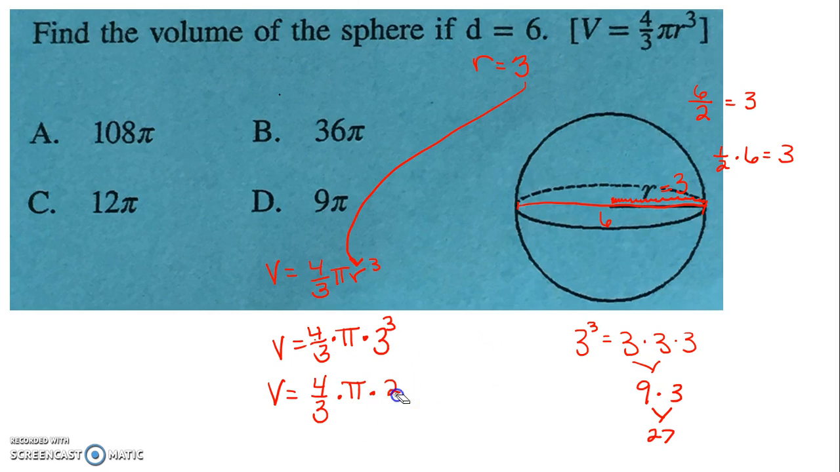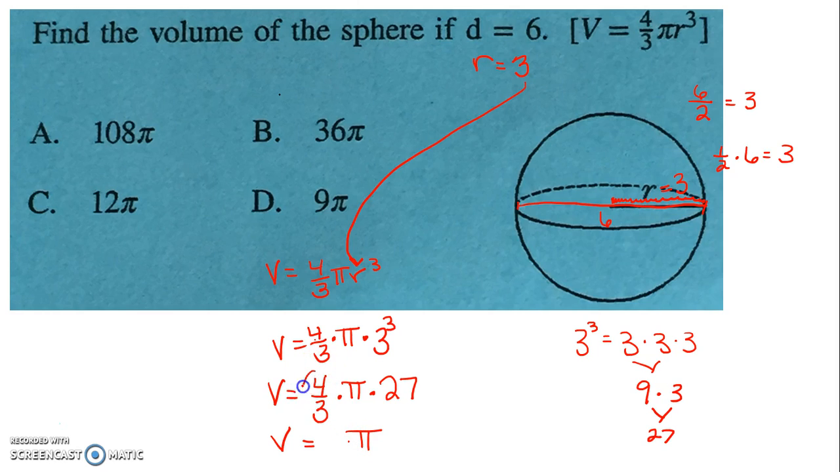I don't know what I'm writing there. I was ready to write another fraction. 27. Now, if I have to further simplify this, I don't happen to have a calculator at home, so off to the side, I know my answer will include pi. So the volume will be some number times pi.